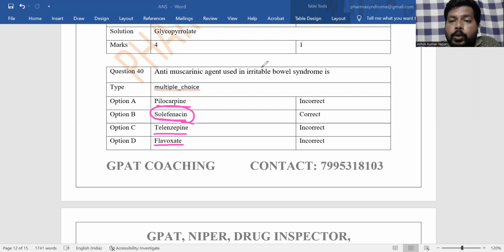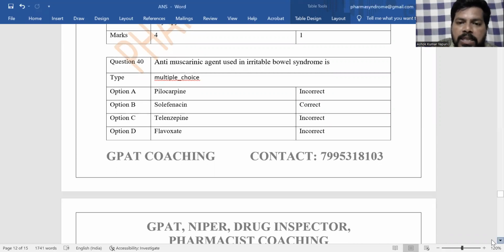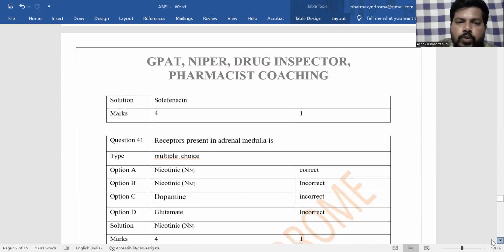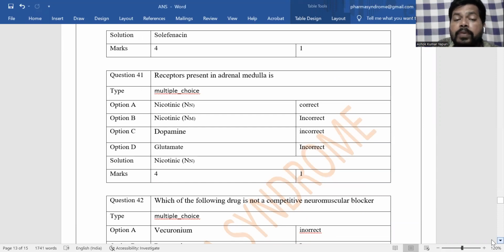Bowel syndrome is related to the intestine. Due to excess stimulation of the GIT because of muscarinic receptor stimulation, there is irritation in the bowel intestine. To regulate that excess stimulation and irritation, we have to block the muscarinic receptors in the GIT using solifenacin. Solifenacin is the answer for treatment of irritable bowel syndrome among the drugs.